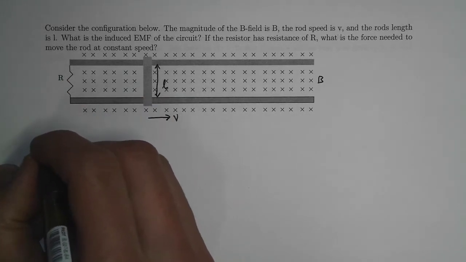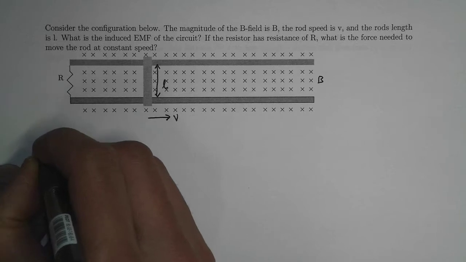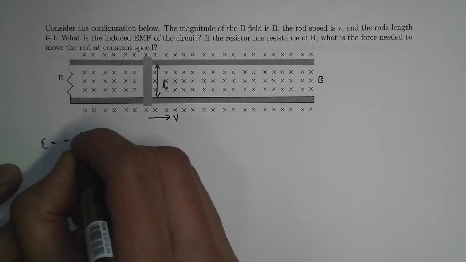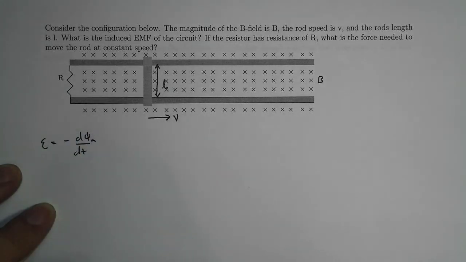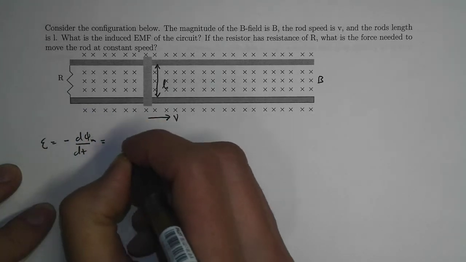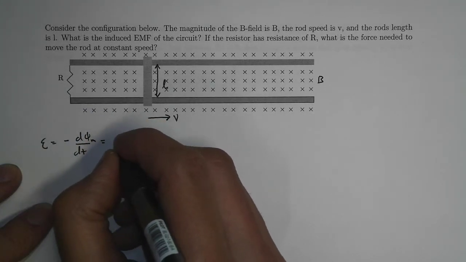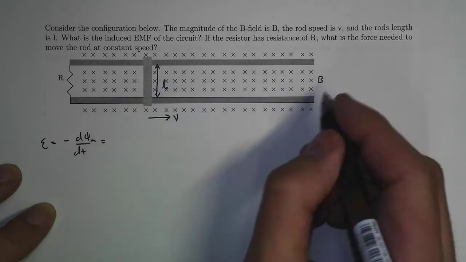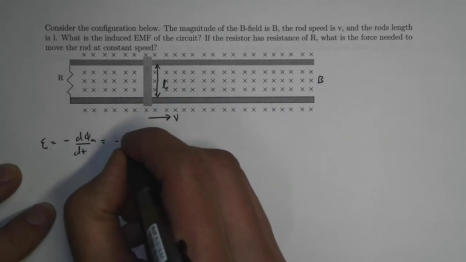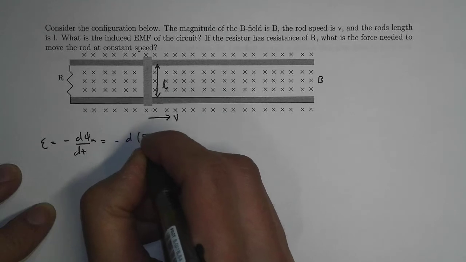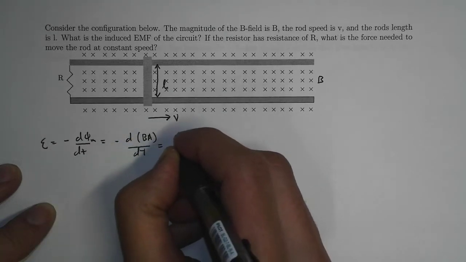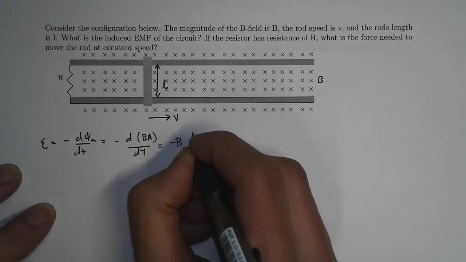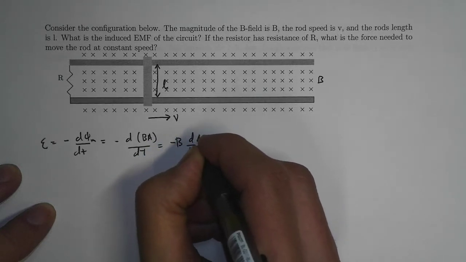Okay, so let's write down the equation for the EMF. The EMF is equal to minus dΦ/dt, where Φ is the magnetic flux. Magnetic flux is just defined as basically the magnetic field times the area. It's a uniform magnetic field, so it can be basically minus d(BA)/dt. But the magnetic field is constant, so it's just going to be minus B d/dt of A.